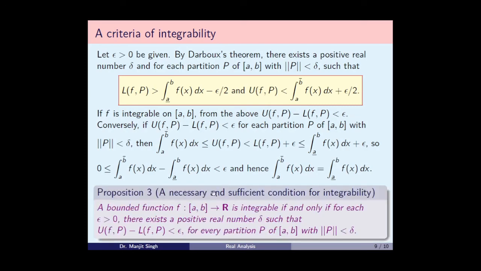So we have this necessary and sufficient condition for a Riemann integrable function. A bounded function f defined on a closed interval is integrable if and only if for each epsilon greater than 0 there exists a positive real number delta such that the upper sum minus lower sum is less than epsilon for every partition P of AB with norm less than delta. In the previous video we studied a necessary and sufficient condition for Riemann integrability, in which we considered epsilon greater than 0 and there exists a partition P for which this holds. So this condition is much stronger than that previous condition.